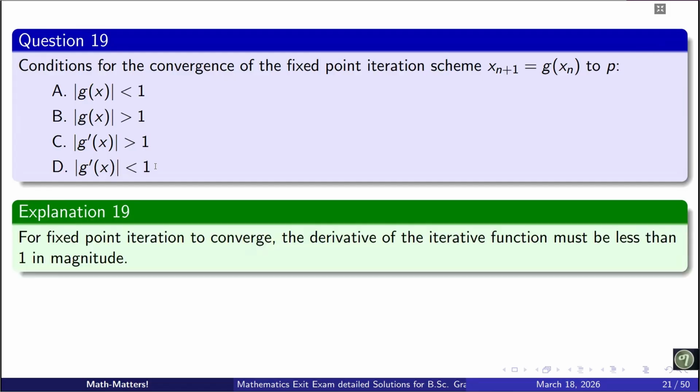We know that for a fixed point iteration to converge, the derivative of the iterative function, which in this case is g of x n, or simply g of x, must be less than 1 in magnitude. So the alternative which satisfies this condition is the magnitude of g derivative of x less than 1, whenever g of x is the iterative formula for this method, so the answer is D.